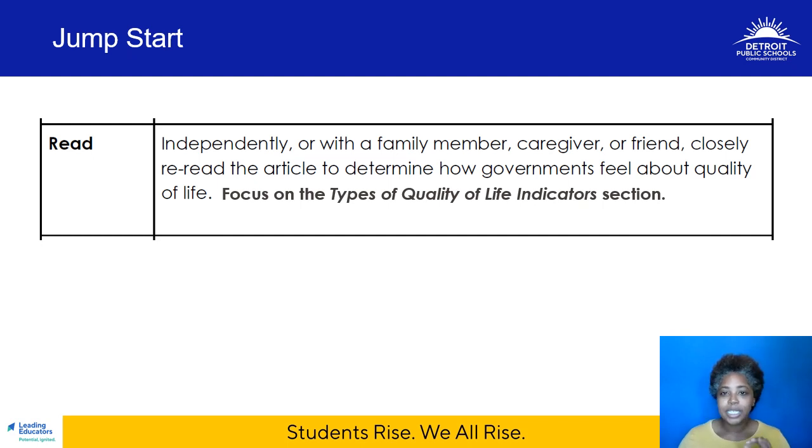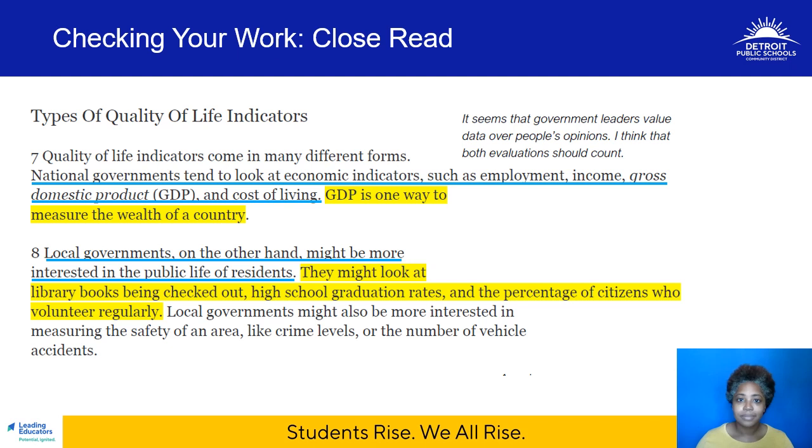Your first task will be to closely reread the article to determine how governments feel about quality of life. Most of what you're going to need to actually answer this question is in the Types of Quality of Life Indicators section, so focus your reading there. Pause the video and do that now. When you return, I'm going to show you some of the notes that I made in this section.